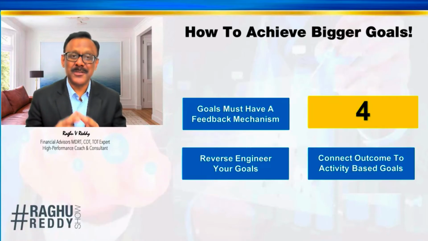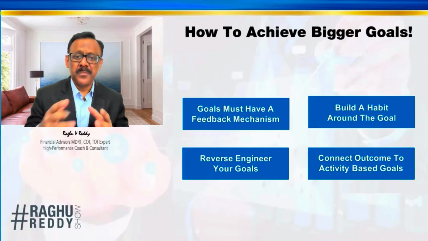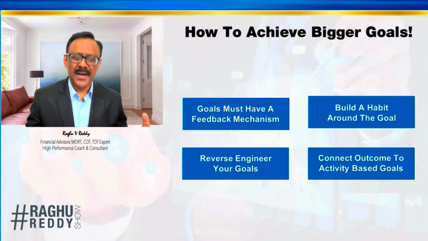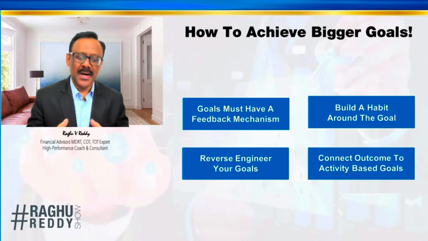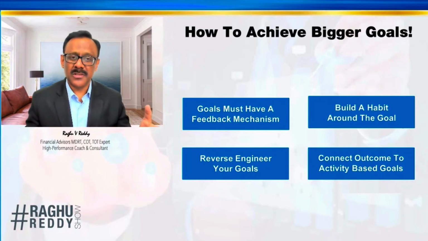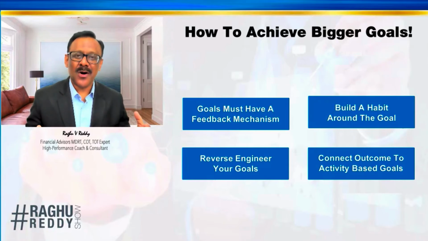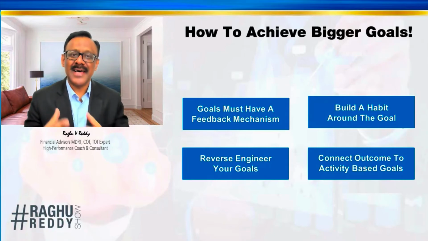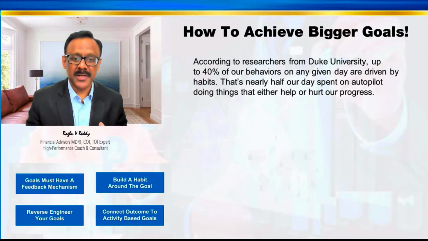And that brings us to step number 4, which is to build a habit around the goal. Now, it's very important to understand that in order to reach our goals, whether small or big, it's important to have the right habits. Now, according to researchers from Duke University, up to 40% of our behaviors on any given day are driven by habits. And that's nearly half our day spent on autopilot doing things that either help or hurt our progress.